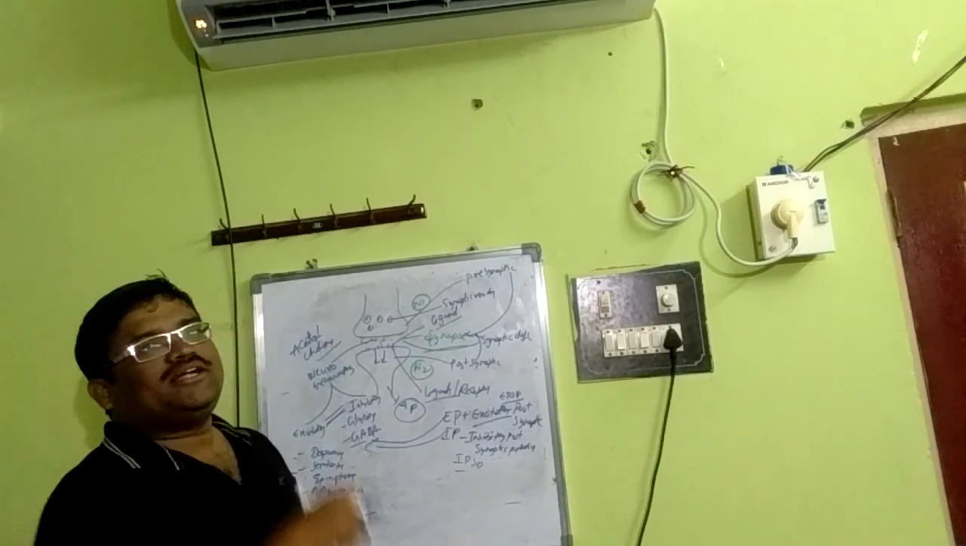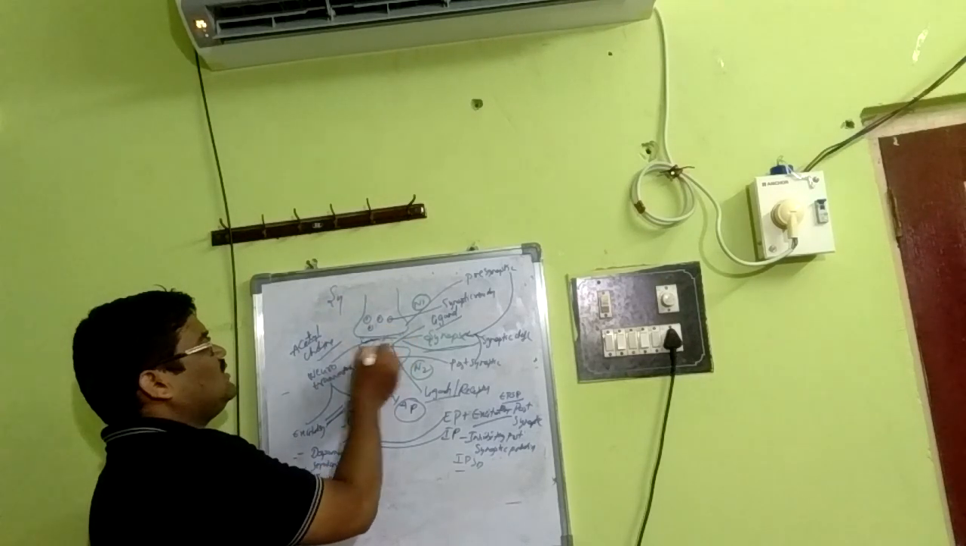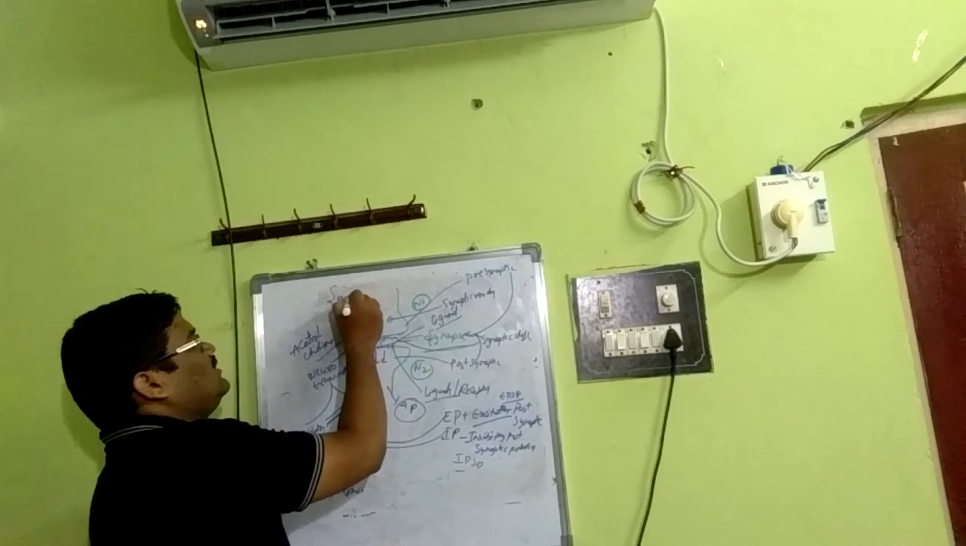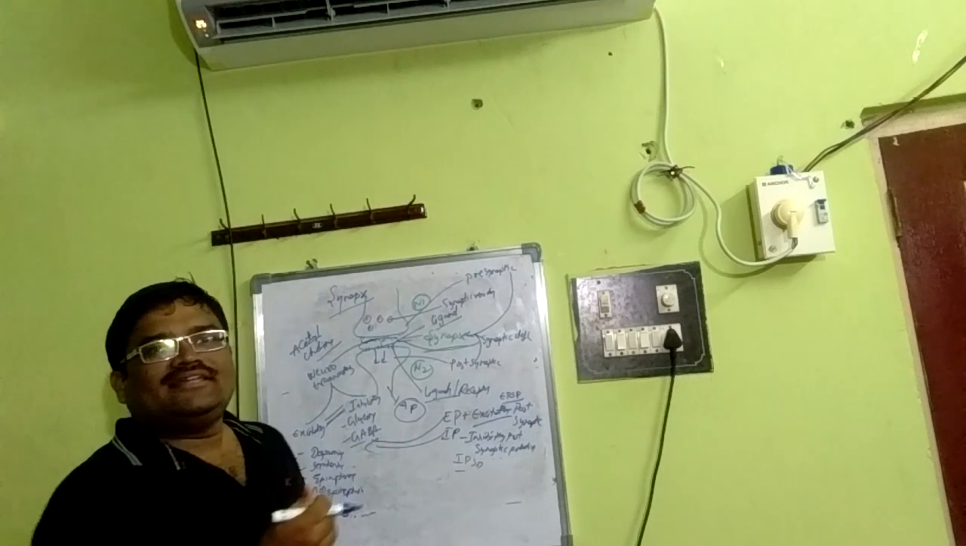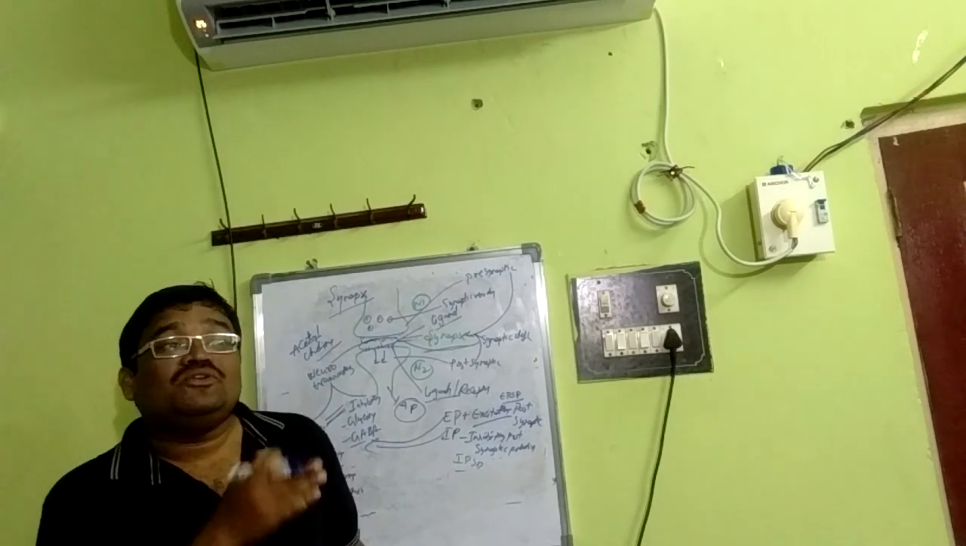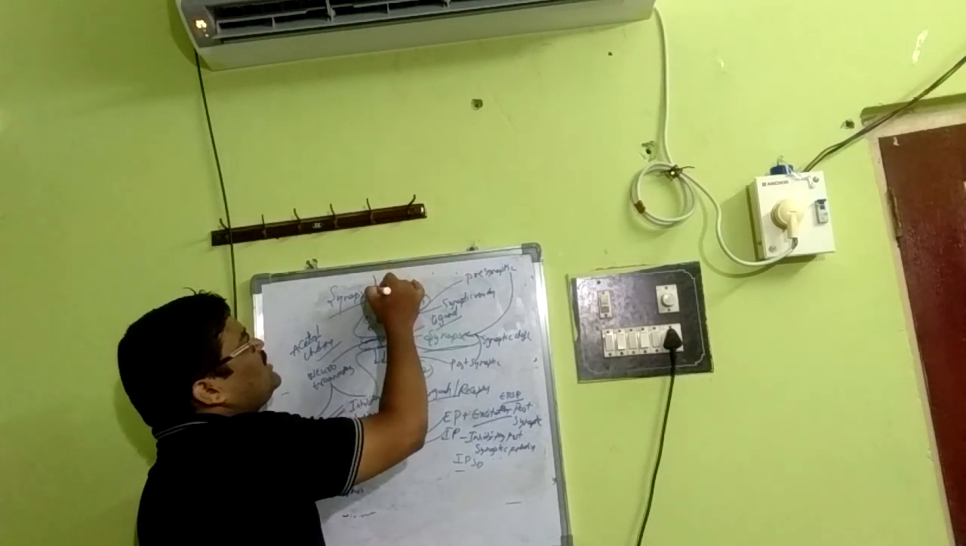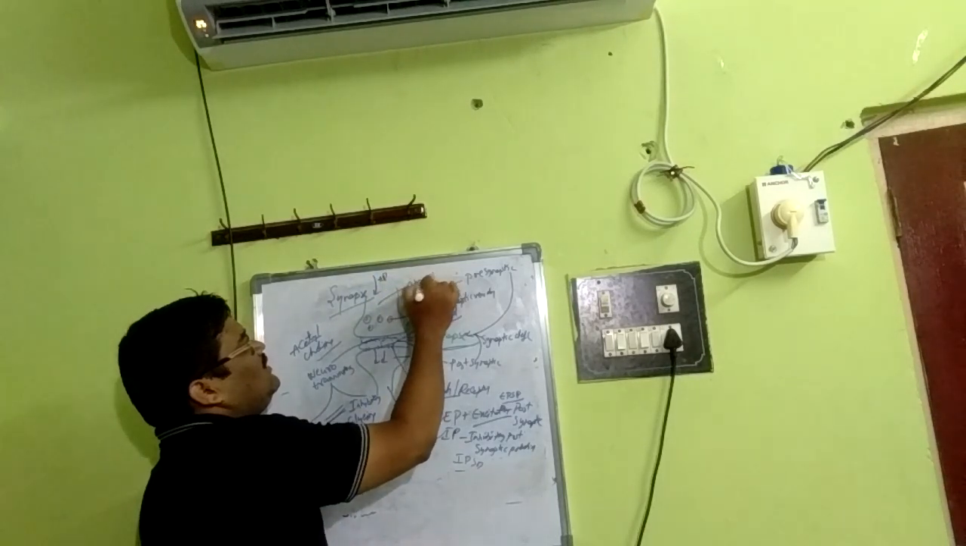Simply, it is called synaptic transmission. Synapse means the junction between the two neurons. It is a structural gap, but there is a functional bridge. Because what exactly happens when the action potential reaches this axon terminal?